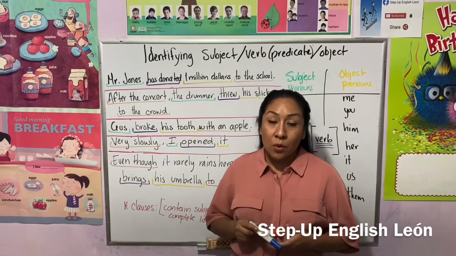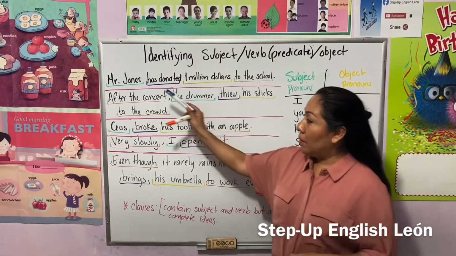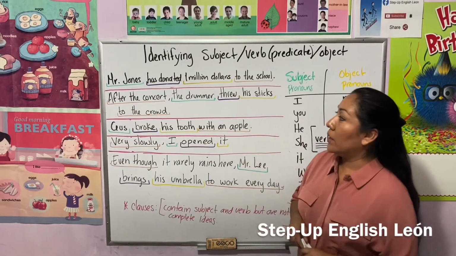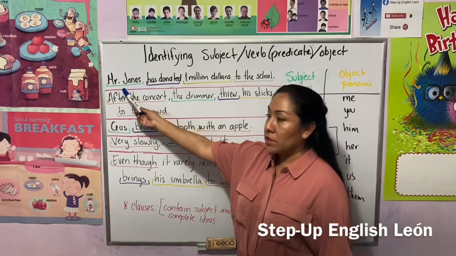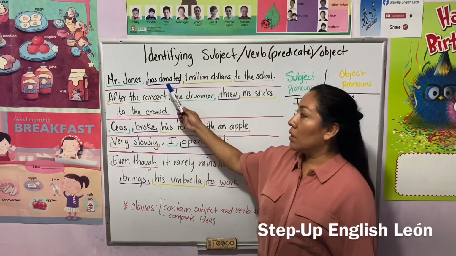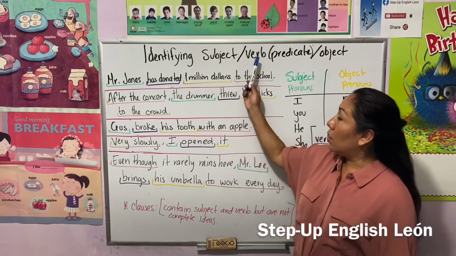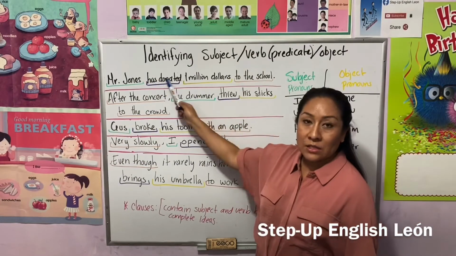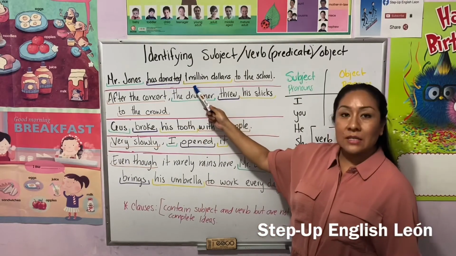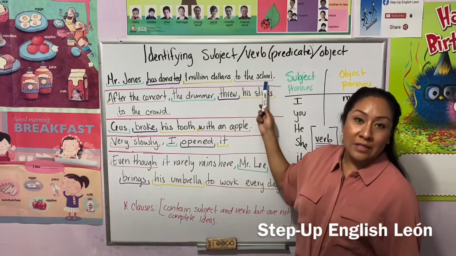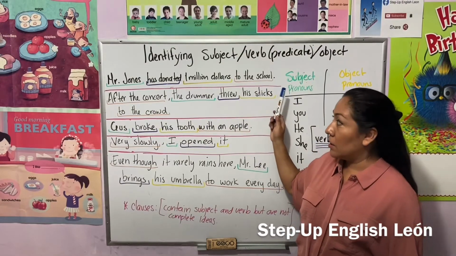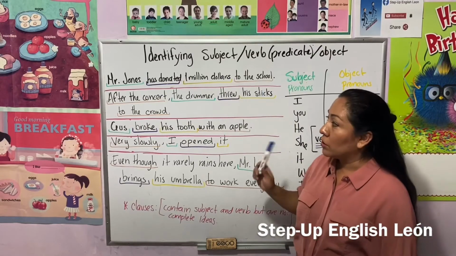Okay guys, so here we have some examples. Mr. Jones has donated $1 million to the school. We have our subject, Mr. Jones. Our action, our verb or predicate, has donated what? $1 million. To the school is our prepositional phrase. It tells us the direction of this action.